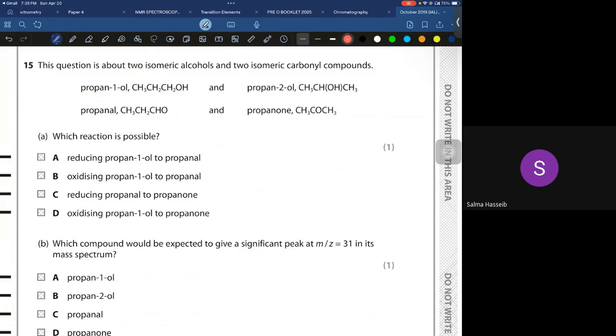So option A is incorrect. Option B, oxidizing propan-1-ol to propanal. Yes, it's good, because a primary alcohol can be oxidized into an aldehyde, and an aldehyde can be further oxidized into a carboxylic acid. Reducing propanal to propan-1-ol: no, because an aldehyde can be reduced into a primary alcohol. Sir, propanone is a ketone, right? And that's only for secondary alcohols. Yes. Propan-2-ol is oxidized into propanone, not propan-1-ol. That's why option B is correct.